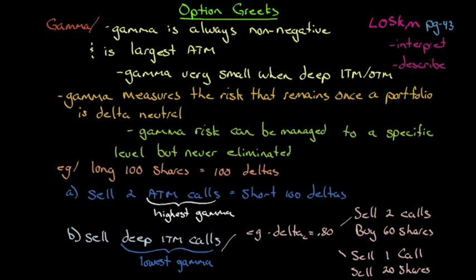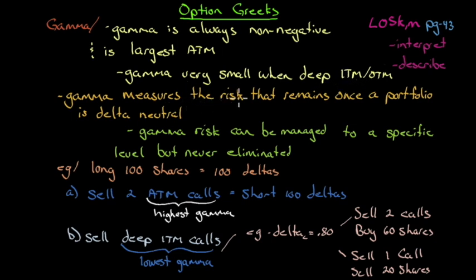All right, gamma is always non-negative, and is largest at the money. Remember now, the stock itself has a gamma of 0. You can't have a negative gamma. You can only get down to 0, and gamma is always non-negative. Gamma is very small when it's deep in the money or deep out of the money.